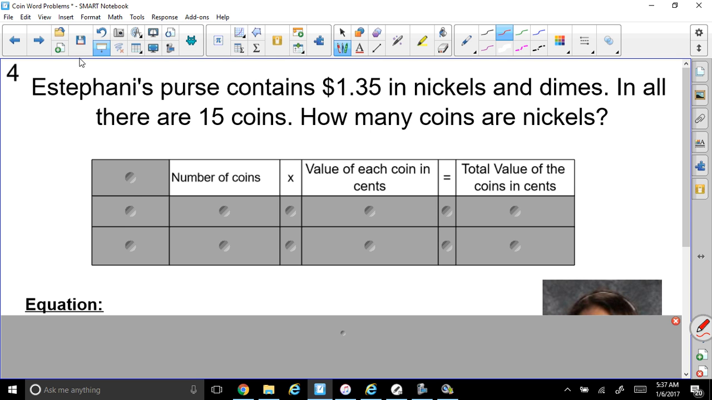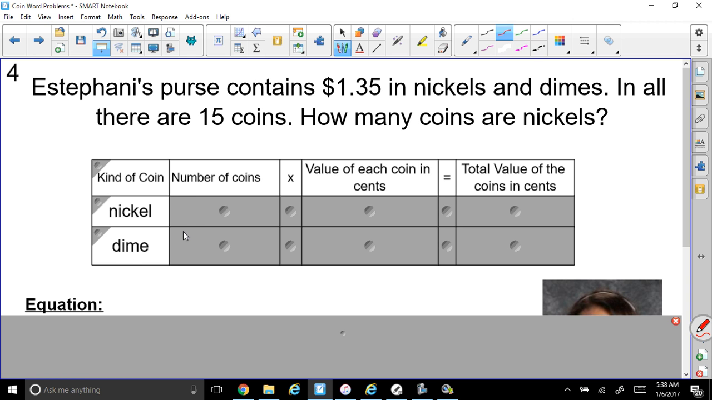So here's another question. Stephanie has a purse that contains $1.35 in nickels and dimes. In all, there are 15 coins. How many coins are nickels? All right, so let's talk about the kind of coins that we have. And I notice there are nickels and dimes. So I list out my names.